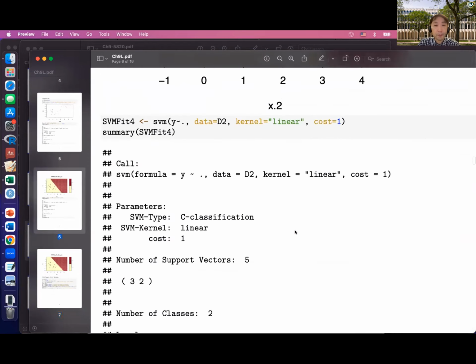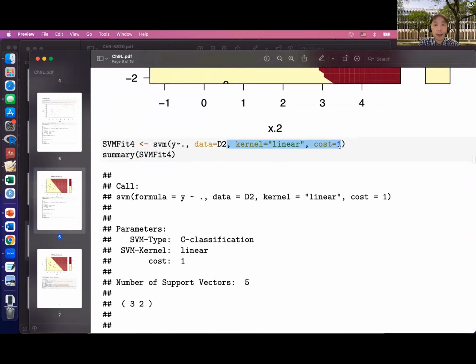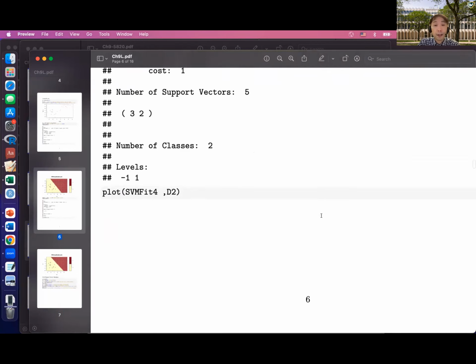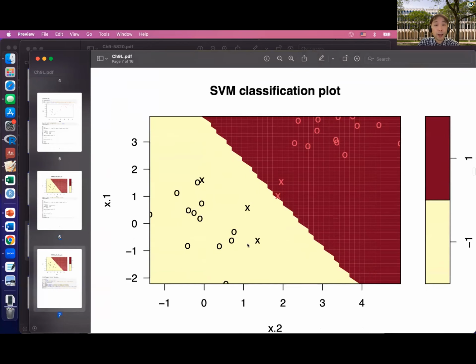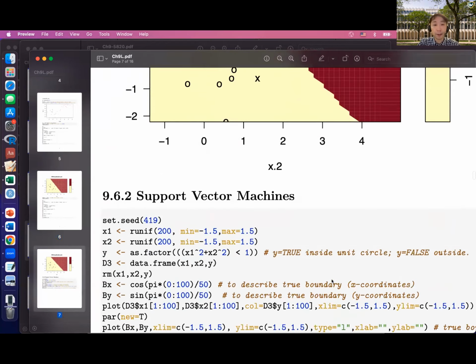I think this doesn't make much sense. So I use the linear kernel with the cost equal to 1. And yes, we have a larger margin. So still we have the 5 support vectors. But anyway, this is linearly separable, so probably a large cost is good.